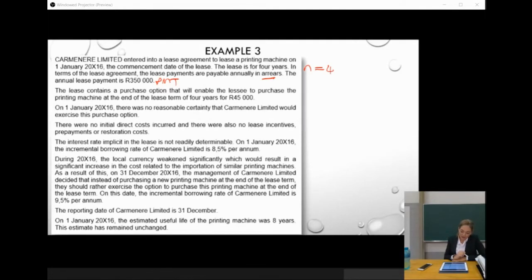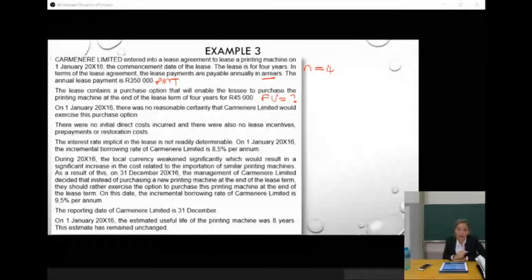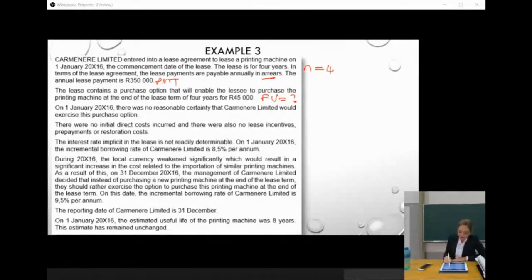The lease contains a purchase option that will enable the lessee to purchase the printing machine at the end of the lease term of 4 years for 45,000. So that's going to be my future value, but I don't yet know whether I am going to use that option or not. There was no reasonable certainty that Carmania Limited would exercise that option. Therefore, we now know that the future value at initial recognition will be 0. No initial direct cost, interest rate cannot be determined. Therefore, we use the incremental borrowing rate of 8.5%. So that's my old rate.